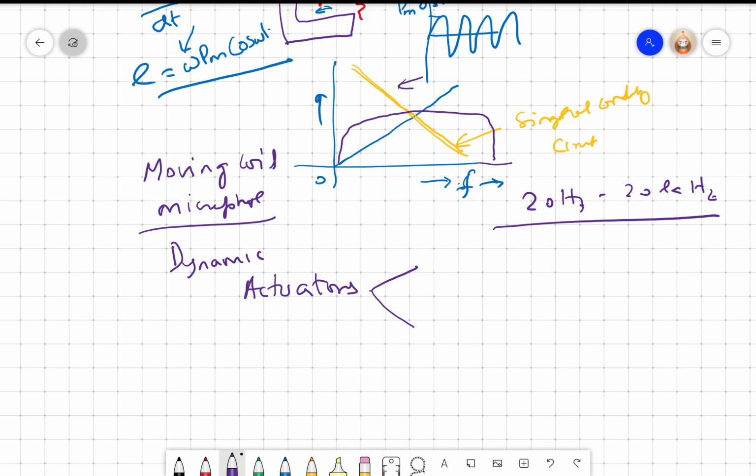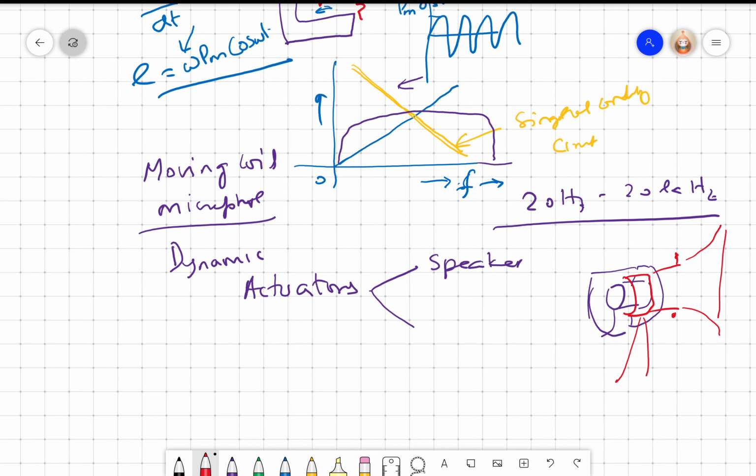So the one application is of course speakers. If you look at a speaker, the speaker will have a coil inside, and this coil is connected to an exponentially increasing structure that gives you the best coupling to the air, right?